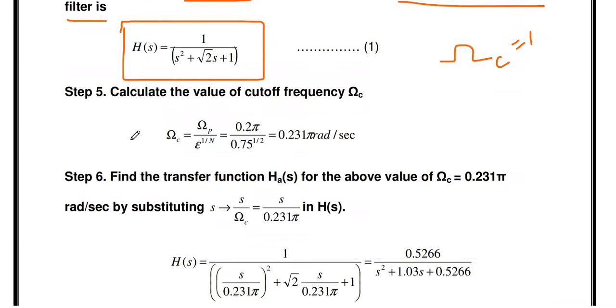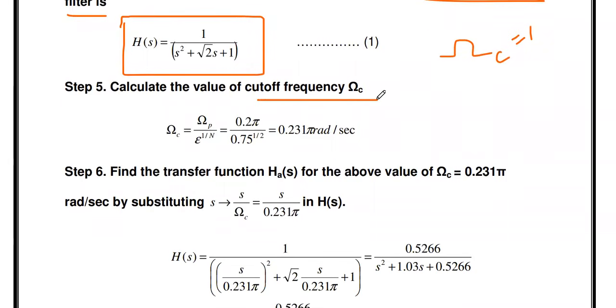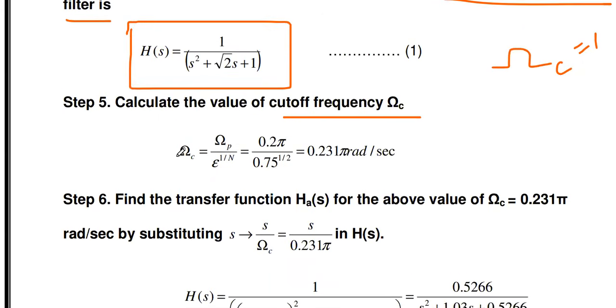So what is the next step? We have to calculate the cutoff frequency. The cutoff frequency formula you already know: omega c equal to omega p divided by epsilon to the power 1 by n. Here epsilon we know. So substitute the omega p value 0.2 pi divided by epsilon, which is 0.75, to the power 1 divided by n, n is 2. If you calculate, we can get the answer 0.231 pi radians per second.